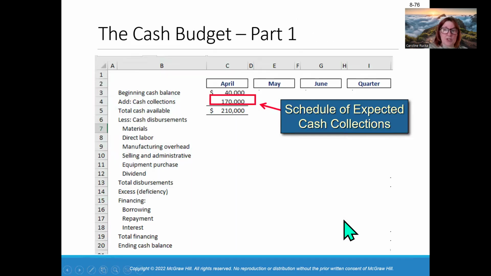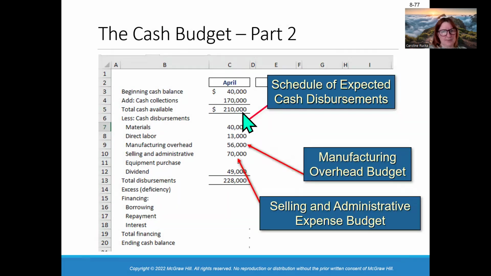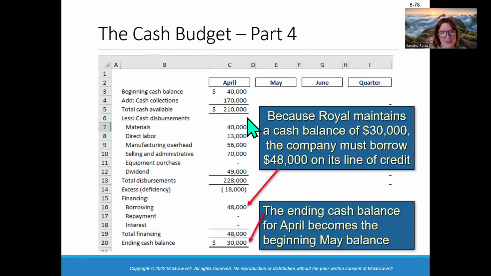So this is probably our most complex schedule. We start off with $40,000. We're going to collect 170,000, so we have 210,000 available. We need materials, direct labor, manufacturing overhead, and selling and administrative expenses. Remember, these came from our previous budgets. We also have this dividend that we paid of 49,000. So total disbursements of $228,000. But we only had 210,000, so we have a deficiency of 18,000.